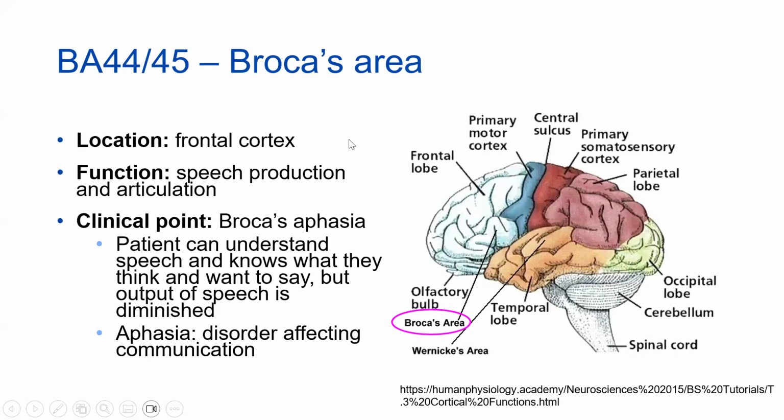Now we get into Brodmann area 44-45, which is Broca's area. It's located in the frontal cortex. It's important for speech production and articulation. An important clinical point here is that damage to Brodmann area 44-45 leads to Broca's aphasia. This is when a patient is able to understand speech and knows what they want to say, but their output of speech is diminished. The patient will have trouble getting out the words that they want to say.